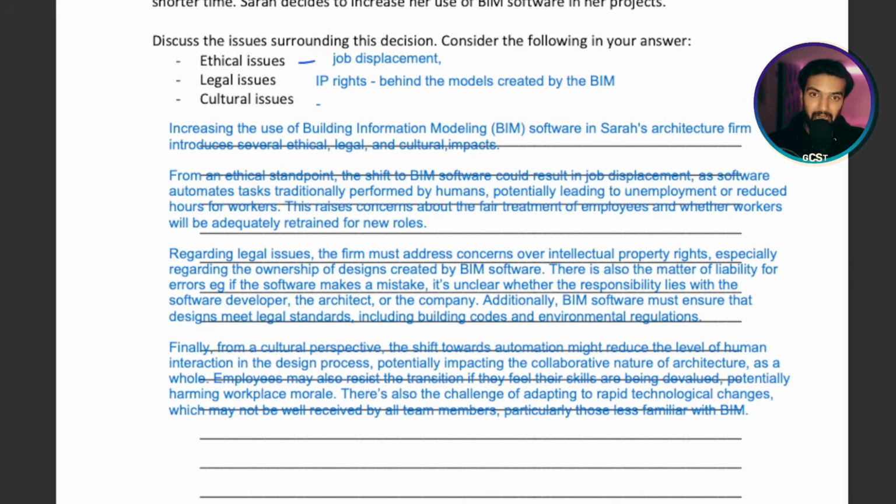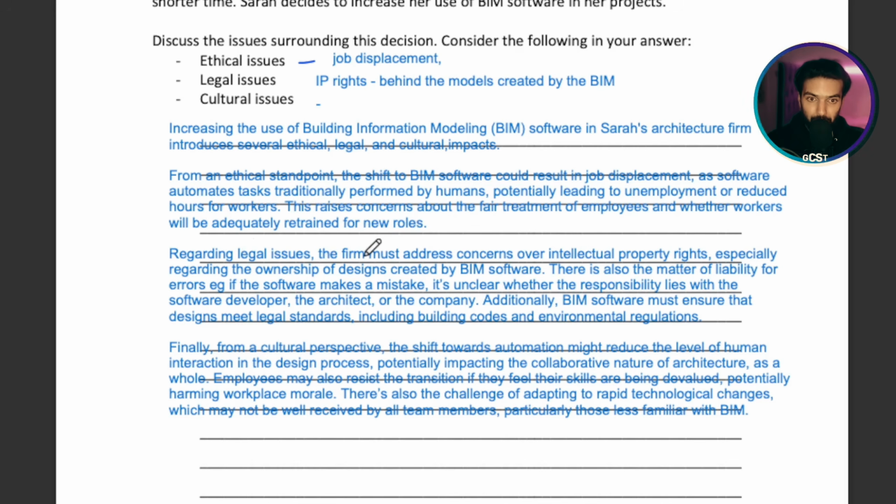Increasing the use of BIM software in the architecture firm introduces several issues. From an ethical standpoint, the shift to BIM software could result in job displacement, as software automates tasks traditionally performed by humans, potentially leading to unemployment or reduced hours of work. This raises concerns about the fair treatment of employees and whether workers will be adequately retrained for new roles, because obviously it's not ethical, is it, that a software takes over a role that you took so long to actually learn about.